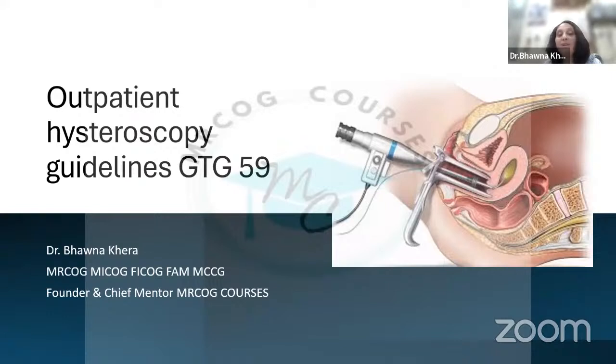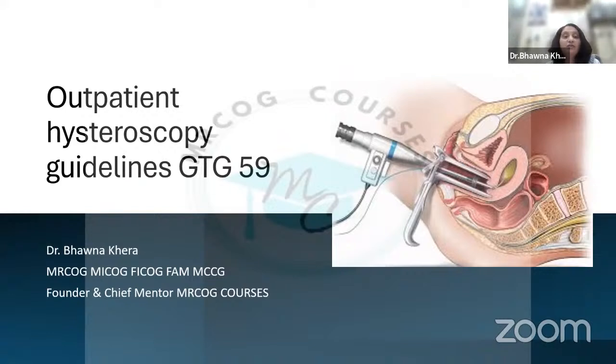This is Outpatient Hysteroscopy Guidelines GTG 59. So we are going to talk about this new guideline. This is the updated version and hence it is very important for the current exam. So it is important for all the parts, part 1, part 2 and part 3. Part 2 students can expect a good number of questions, EMQs from this, and the part 3 ones can go ahead with the consent stations, which could be the most important one. So I'm covering the guideline as per the requirement of all the parts. So it will be beneficial for you all, right?